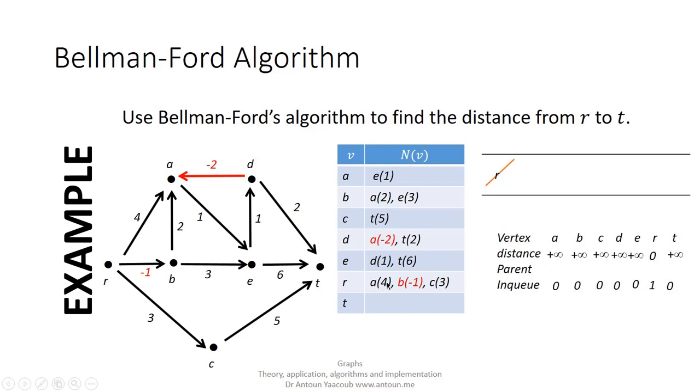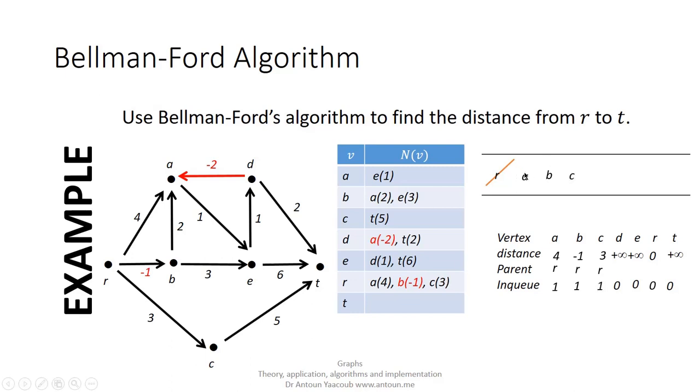For A, the distance is plus infinity, so 4 is better than plus infinity. I will say that it's 4, and I'm coming from R. Now A is in the queue, so I will set its Boolean to 1. Now I have B of minus 1. Minus 1 is better than plus infinity, so minus 1, I'm coming from R, and I will place B in the queue. The same for C, as you have known.